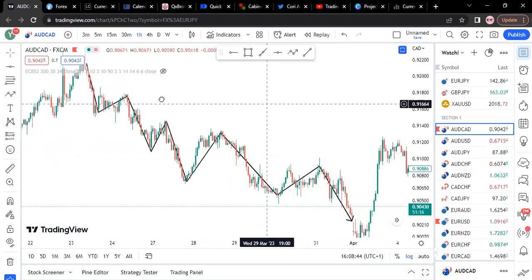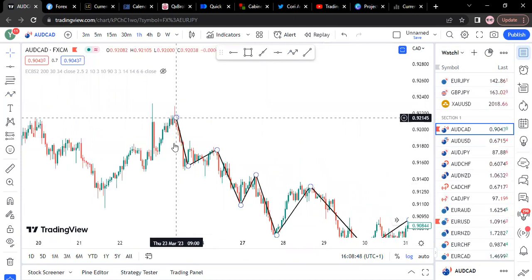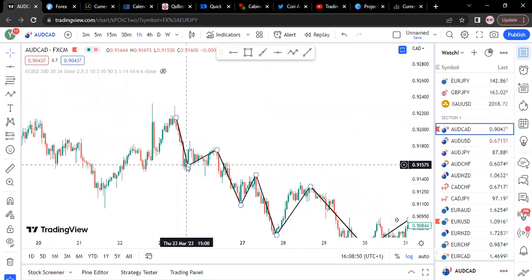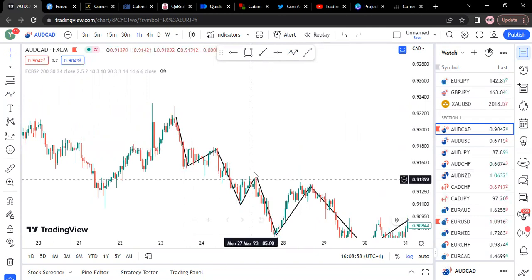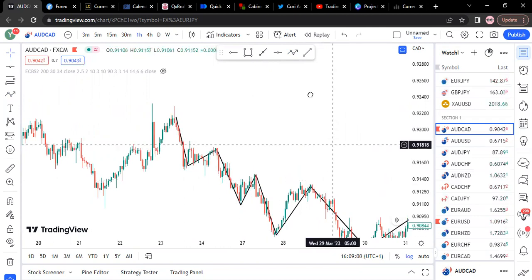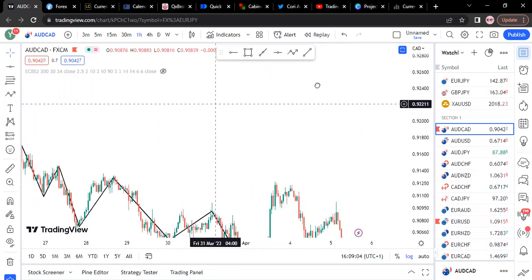So if you look at this market, it continues in that manner. Here we have a high, a new low, a new higher high, a new lower high, a new lower low, a new lower high, a new lower low, continually in that manner. And that explains what I was trying to explain to us the previous time.